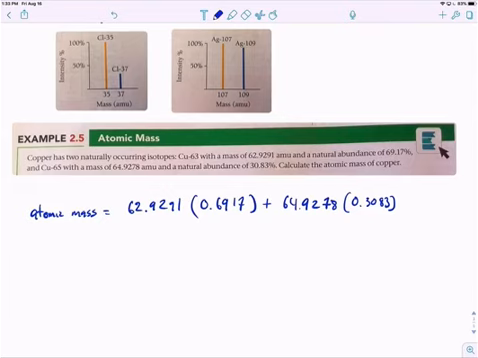Then you get 63.55. You actually get 63.5456, but then rounding to the 4 sig figs, you get 63.55. And so this is the weighted average of the different isotopes of copper found here on Earth.